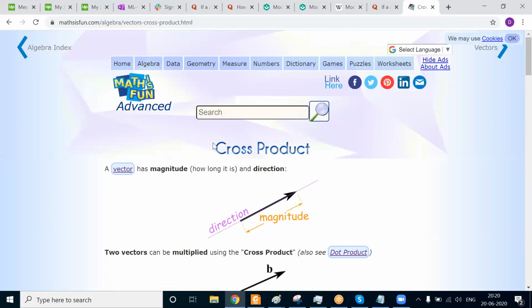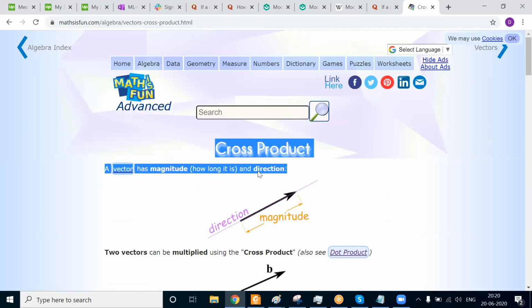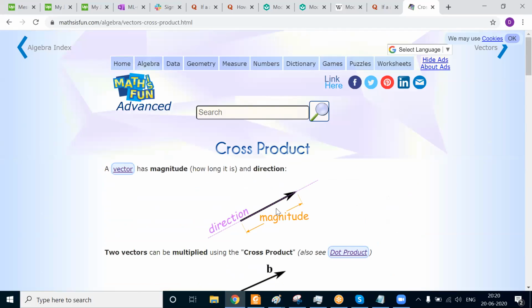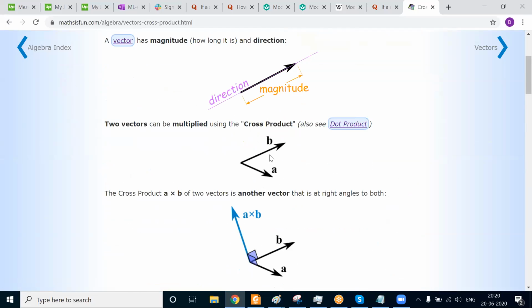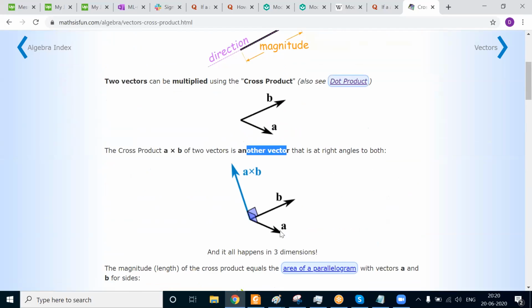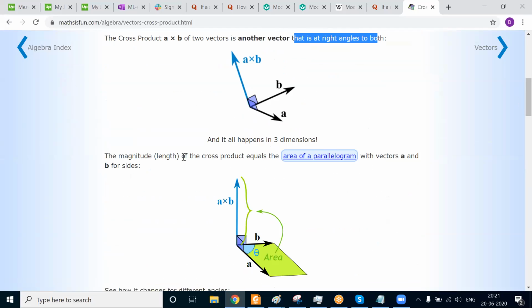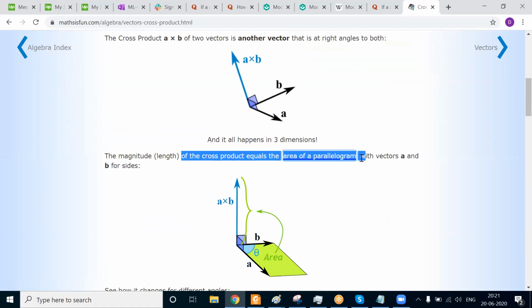Okay, perfect. So, say cross product. This is a magnitude and this is the direction. Two vectors can be multiplied using a cross product. Also see a dot product. Say A is this; the cross product is named A cross B, which, of the two vectors, is another vector. So say this is A, this is B. If I do a cross product of it, it is going to go in this direction, at right angles to both. The magnitude of the cross product equals the area of the parallelogram.